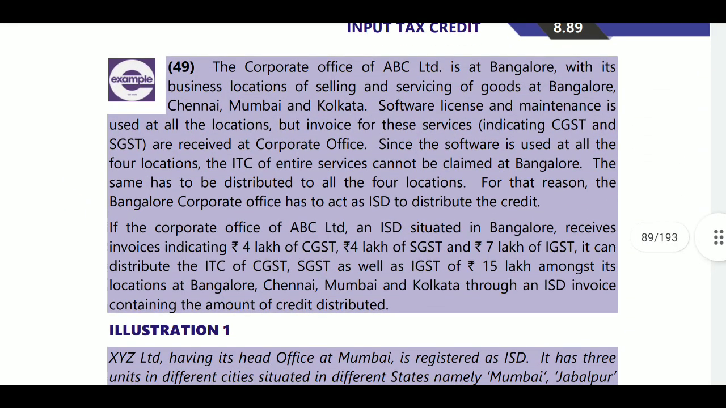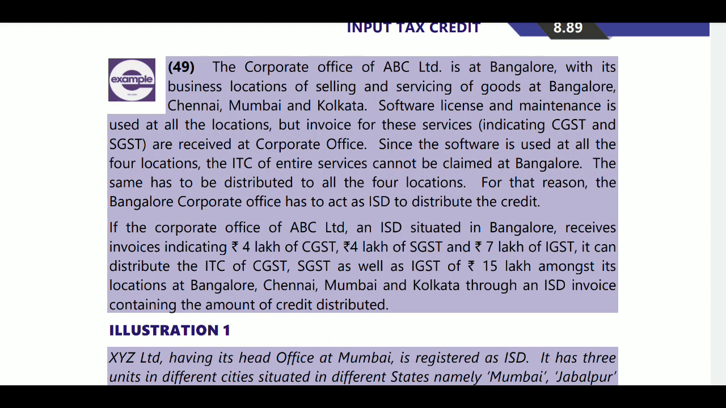Example number 49. The corporate office of ABC Limited is at Bangalore, with business locations for selling and serving of goods at Bangalore, Chennai, Mumbai and Kolkata. So Bengaluru, Chennai, Mumbai and Kolkata. Software license and maintenance is used at all the locations, but invoices for these services are issued at the corporate office. So the services are provided to 4 states, but the invoice will be received at the corporate office.